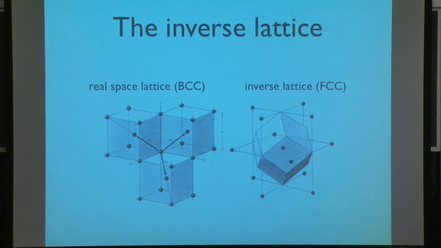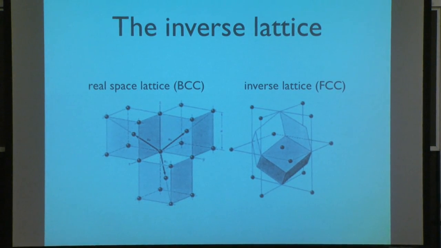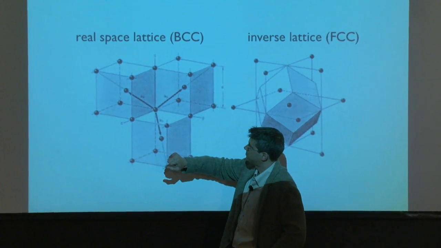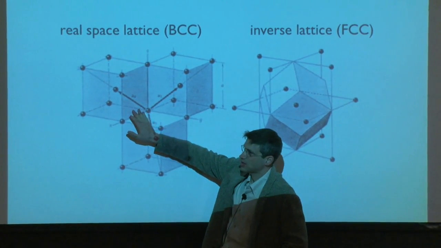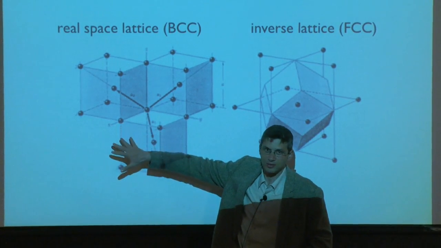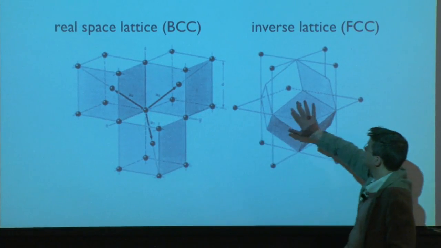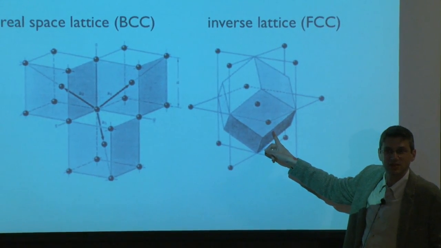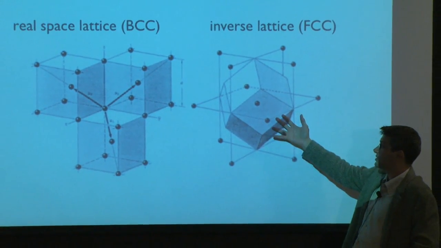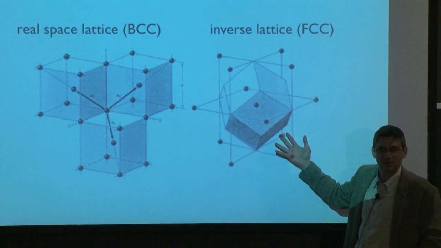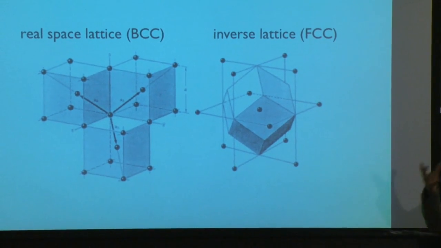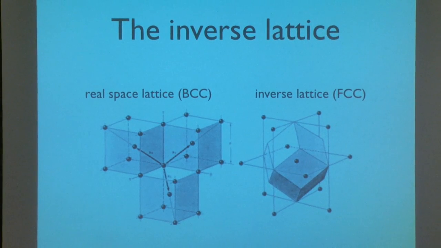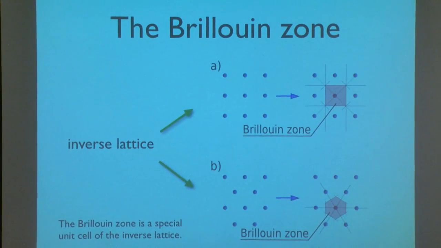Now, here's a simple picture. This is a real space BCC lattice. And when I construct the inverse lattice using the mathematical rules I just showed you, I get this, which is kind of cool. BCC turns into FCC. When you do the inverse lattice, you get a new lattice, which happens to be FCC. So it's just a new space, but it's reciprocal space. Now why is this so important? We're getting there.